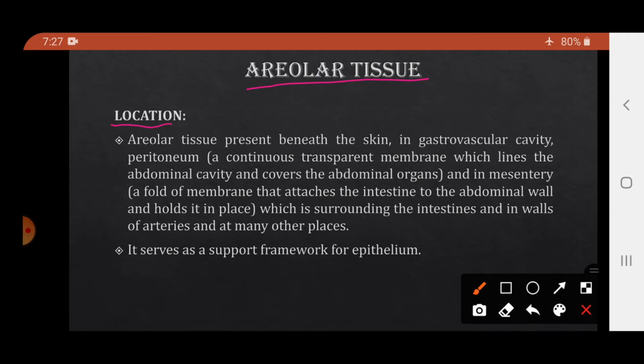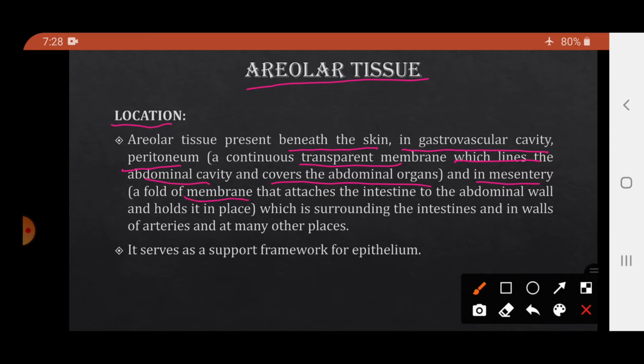Now where is this areolar type of connective tissue seen? So it is present beneath the skin, यानी skin के नीचे, in the gastrovascular cavity, that is in the digestive cavity. Then another location is the peritoneum. So what is a peritoneum? It is a membrane which lines the abdominal cavity and covers the abdominal organs. So abdominal cavity और abdominal organs जो होते हैं उनके surrounding जो membrane होती है, that is called the peritoneum.